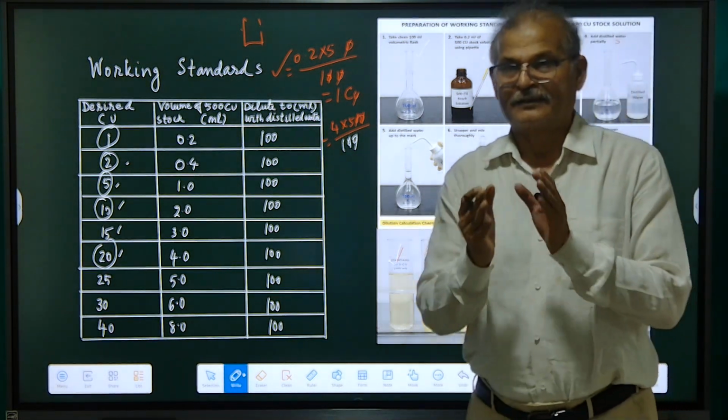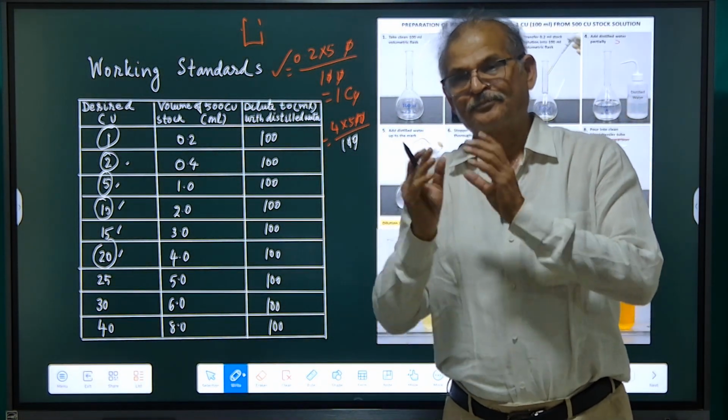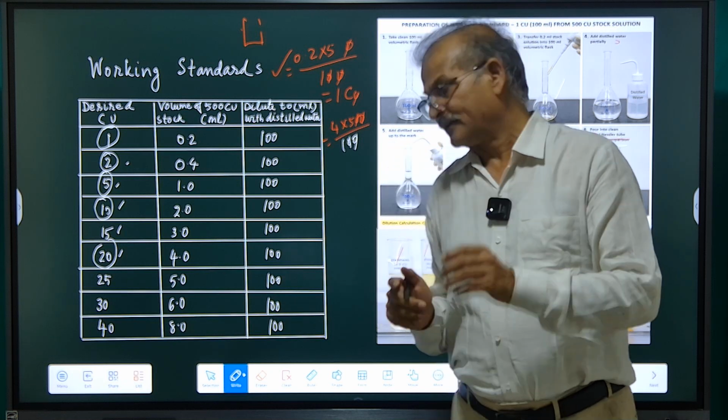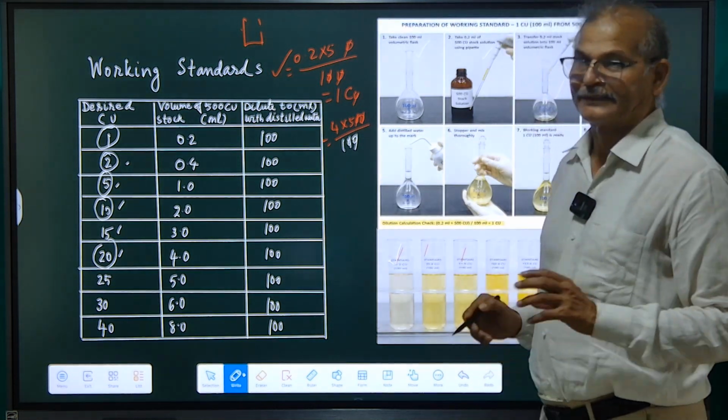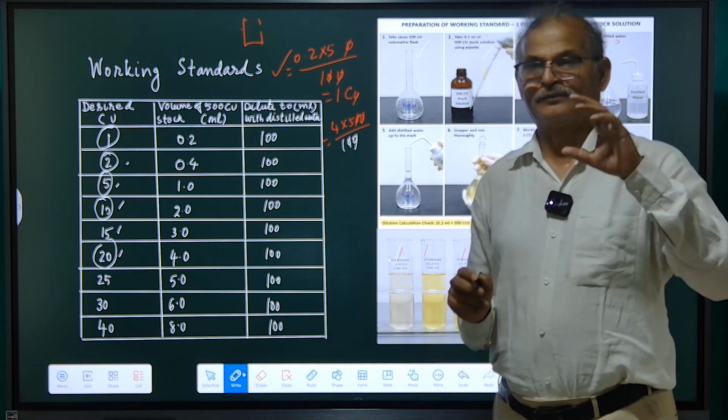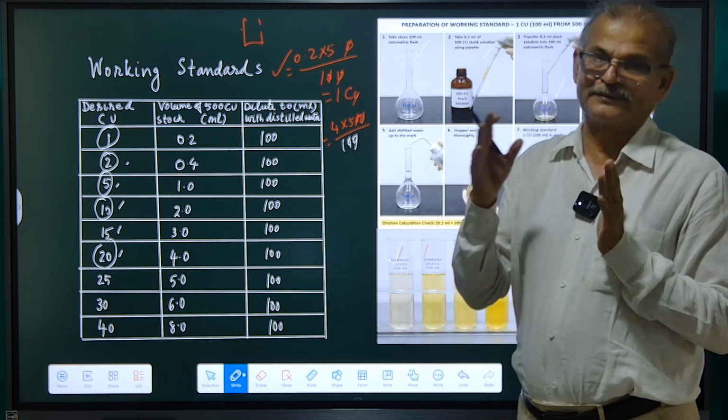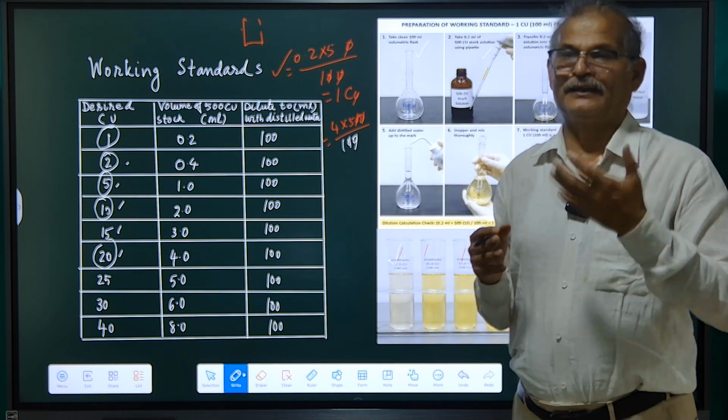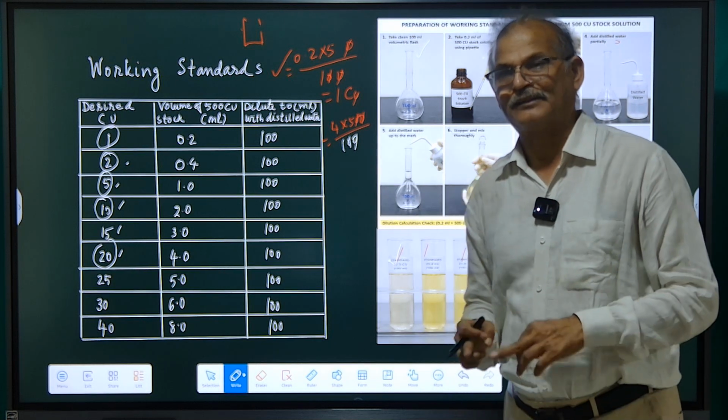Thereafter we compare with the sample solution to see with which color it is matching, then that unit will be the sample unit. Whether it is within the 5 Hazen to 15 Hazen or it is more will be determined with that.